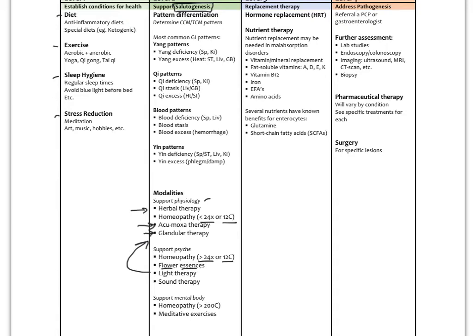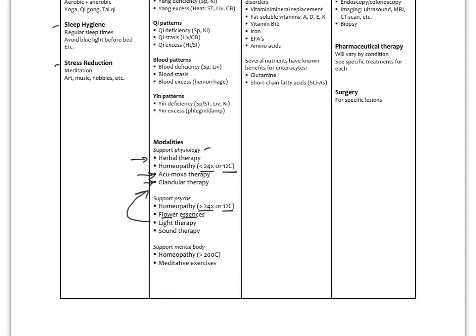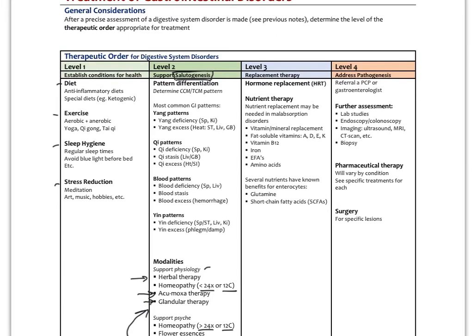And then we can say on an even higher level, supporting the Shen, supporting our thought body, our mental life, we can use even higher homeopathics above what's called 200C, 1M, 10M remedies, meditative exercises, biography work, and so forth. So I'm not going to focus too much on those, but I just want to put those on the plate here, saying that these are certainly modalities that would all support different aspects of salutogenesis.